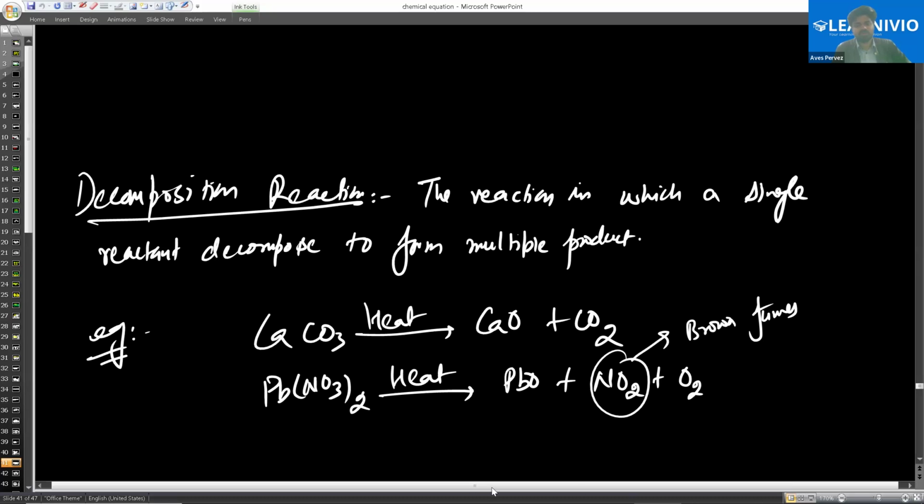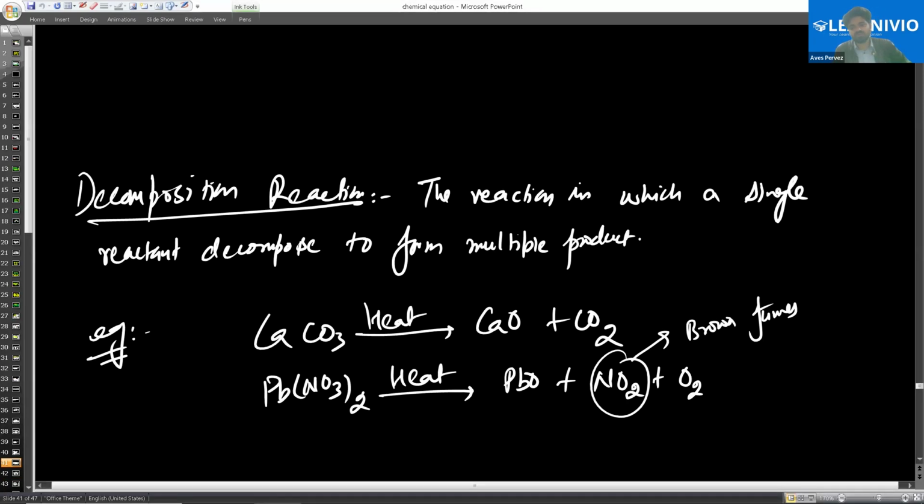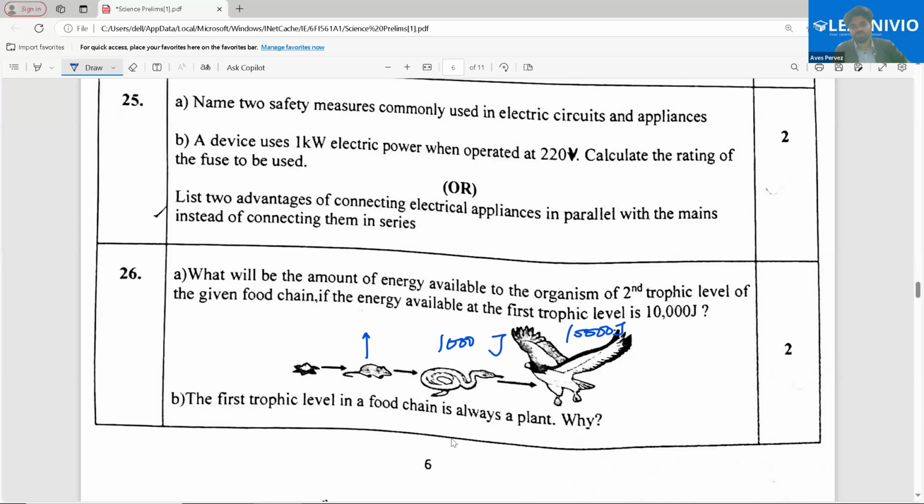The 26th one was a biology question. The answer for the A part is 1000 only, right? What will be the amount of energy available to the organism at the second trophic level of the food chain if the energy of the first trophic level is 10,000? If this has 10,000, then one zero will be reduced. This one had 10,000, this one 1,000 only, this one 100, this one 10.